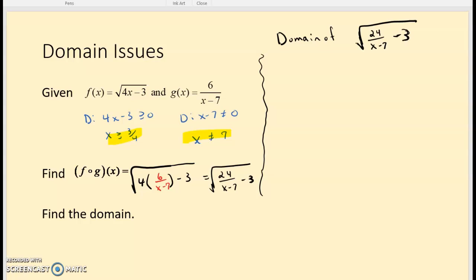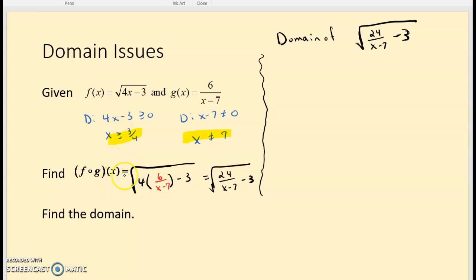So we're given two functions. F of x is the square root of 4x minus 3, and we decide that we can't have a negative under that root, so the domain of f of x was numbers greater than or equal to 3/4. G of x was 6 over x minus 7. We can't have 0 in the denominator because it's undefined. So we decided the domain of g was all real numbers except 7. Those are two independent functions, and they have their own domains.